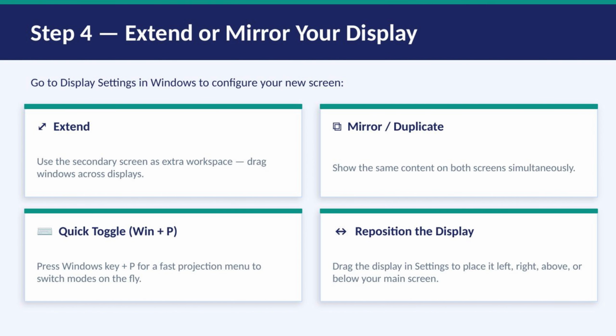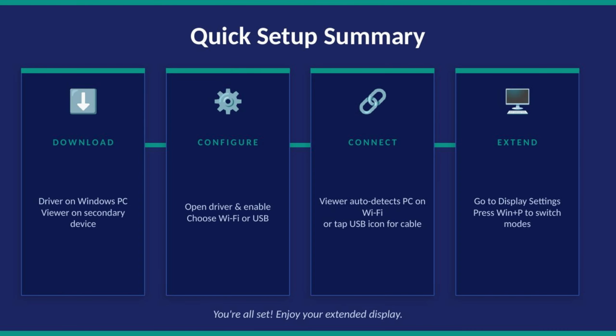Step 5. Enjoy your extended display. Your secondary device is now functioning as an additional monitor. You can drag windows, apps, and tools between screens just like with a traditional dual monitor setup. That's how you can use Spacedesk on Windows 10 or Windows 11 to extend or mirror your display to another device. It's a simple, versatile solution for expanding your workspace.